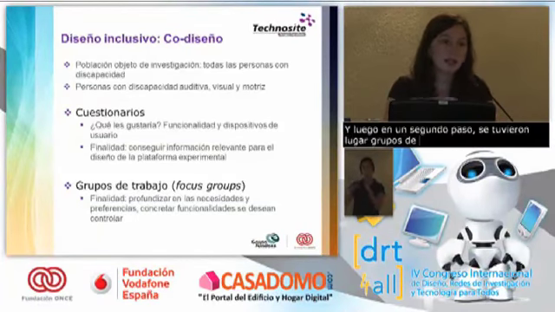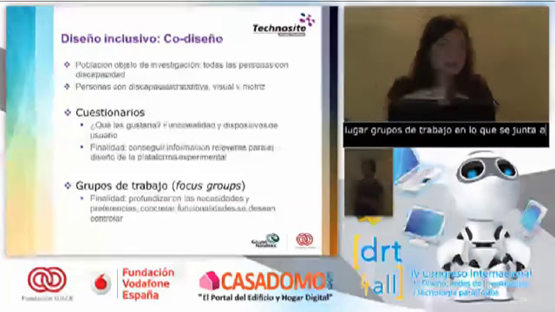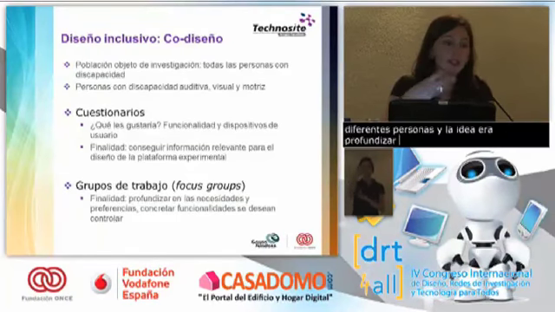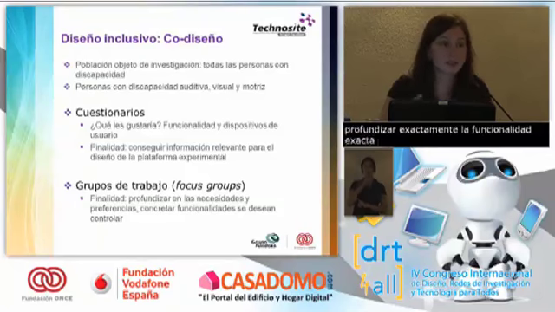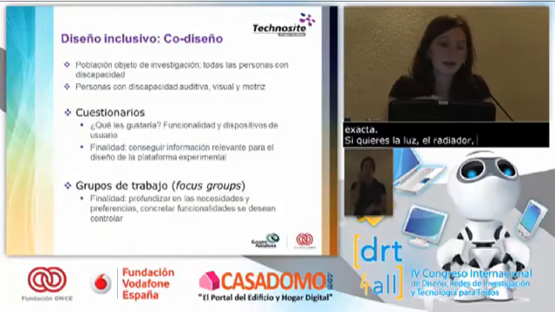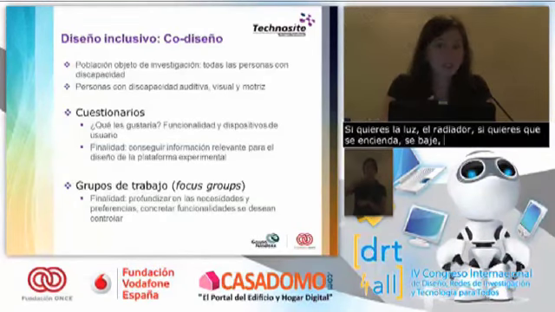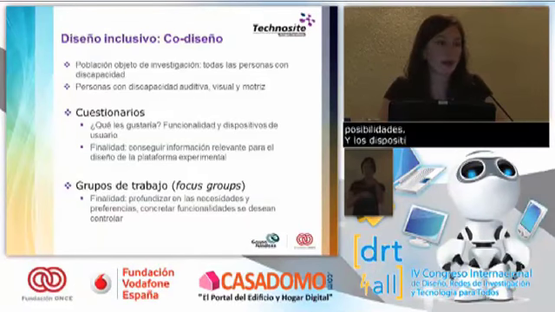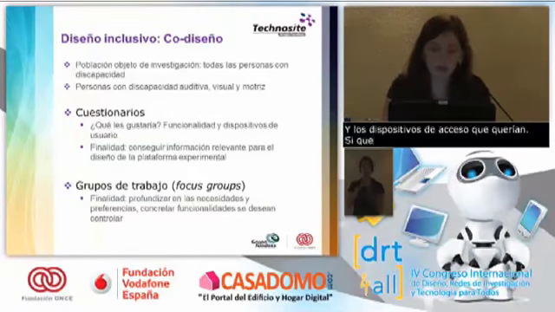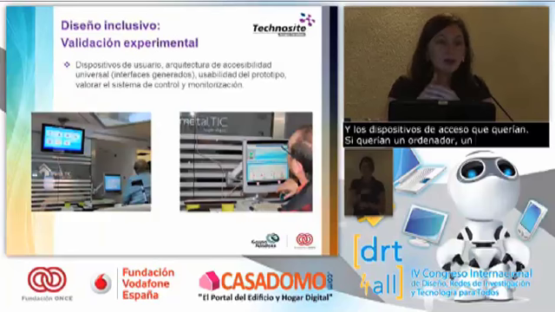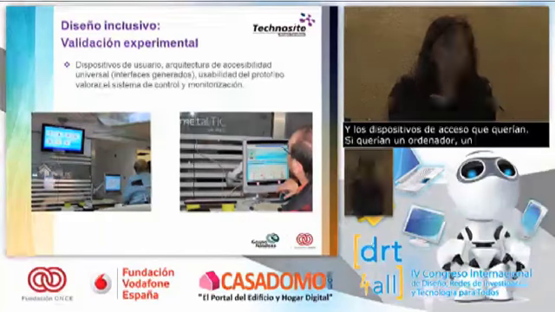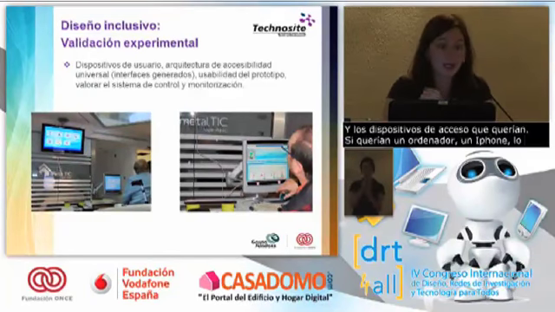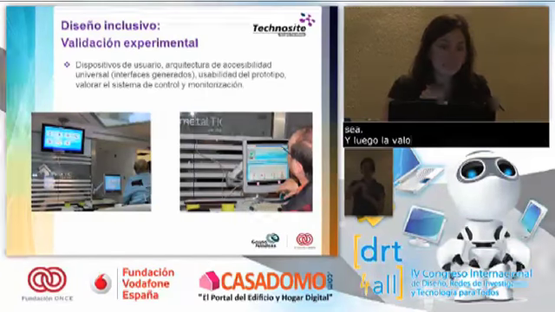So we brought together different people, and the idea was to look in greater depth at the exact function, if you want light, radiators, if you want something to be switched on, switched off, if it is to go up or down, and the access devices that they wanted, whether they wanted it to be via an iPhone, via a computer, etc. And then the experimental validation. The experimental validation was done in Metal Hic.